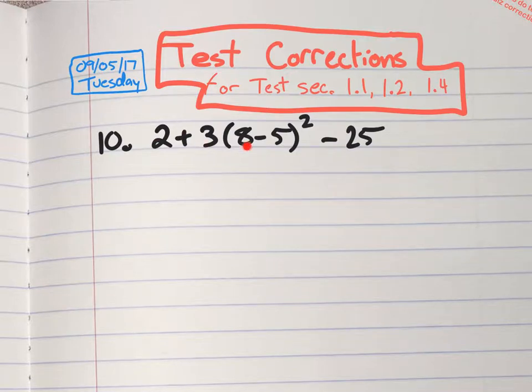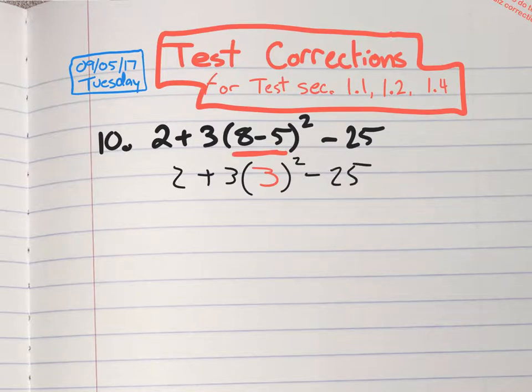So I've copied over number 10 right there. And let's do it correctly. The first thing to do would be P, parentheses. So you look at the inside and you have an 8 minus 5, and 8 minus 5 is 3. So what we do is we write down the 3 and then we rewrite everything else: the square, the 3, the plus, the 2, the minus, the 25.